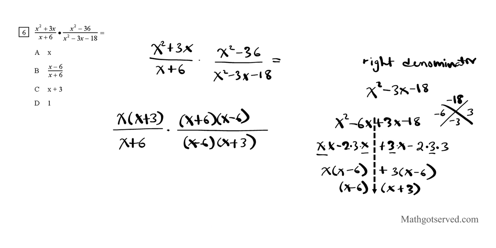Let's see what reduces. X plus 3 divides out. X minus 6 divides out. And x plus 6 divides out. And your final answer is x. So the answer is option letter A. So this is the answer right here.